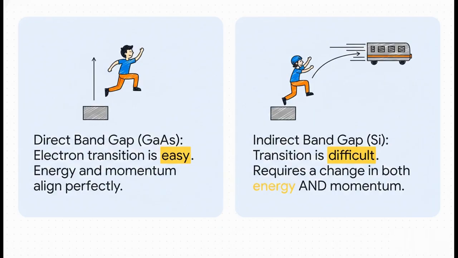This means an electron doesn't just need the right amount of energy to jump. It also needs a perfectly timed kick of momentum. It's like trying to jump from a standstill onto a speeding bullet train. It's just incredibly unlikely to happen on its own.